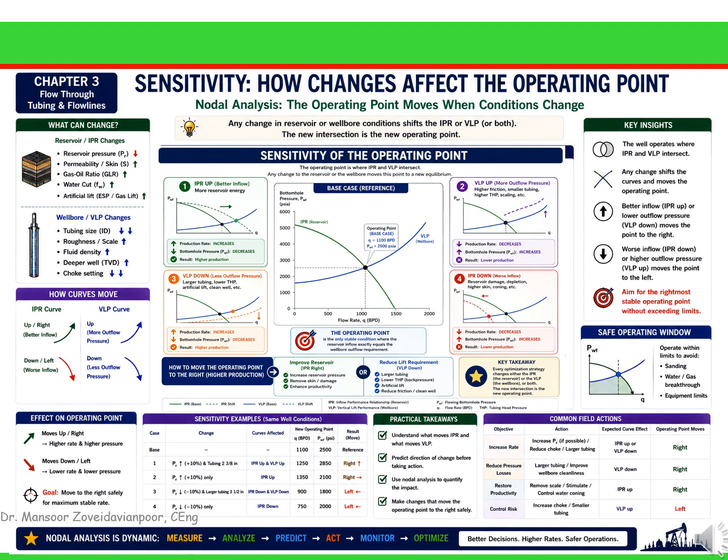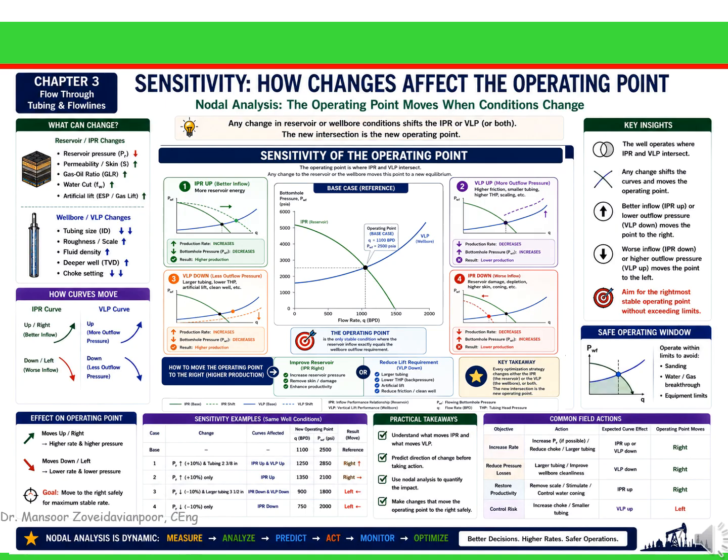Until now, we've treated the operating point as if it were fixed. In reality, it's constantly moving. Every well changes with time. Reservoir pressure declines, water production increases, scale forms, tubing conditions change, and surface operating constraints evolve. Every one of these changes shifts either the IPR curve, the VLP curve, or both.